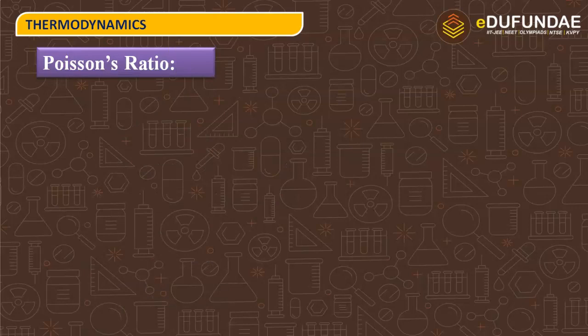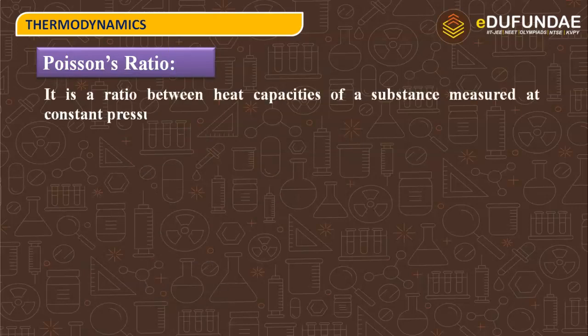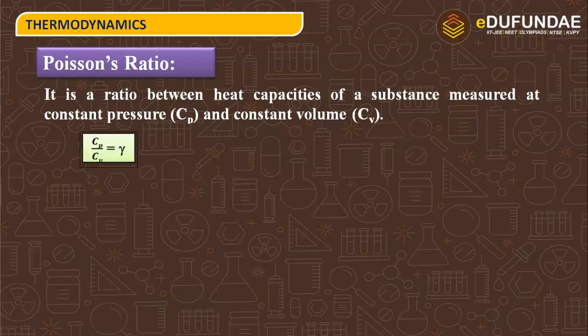Next is Poisson's ratio. Now what is Poisson's ratio? It is the ratio between heat capacities of a substance measured at constant pressure and constant volume. So Poisson ratio is given by Cp by Cv is equal to gamma. And for 1 mole of a substance, how can we calculate the heat capacity? Cm is equal to C by n, that is number of moles.